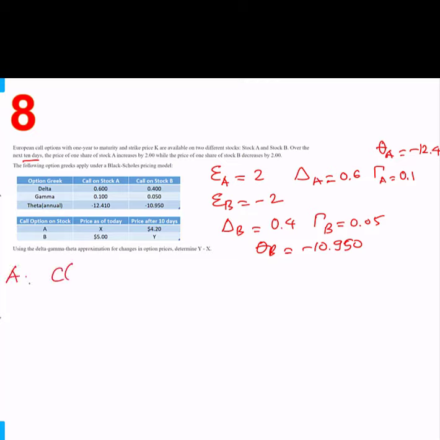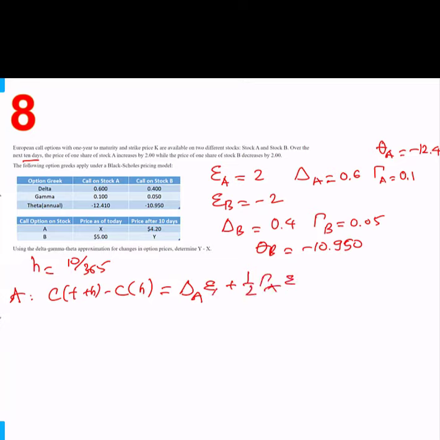Now if we look at A, the call price at T plus H, T plus 10 over 365, because 10 days later, H is 10 over 365 because we measure time in years, minus C of T. By the delta, gamma, and theta approximation, it should be equal to delta A epsilon A plus 1/2 gamma A epsilon A squared plus theta A H. It's very simple.